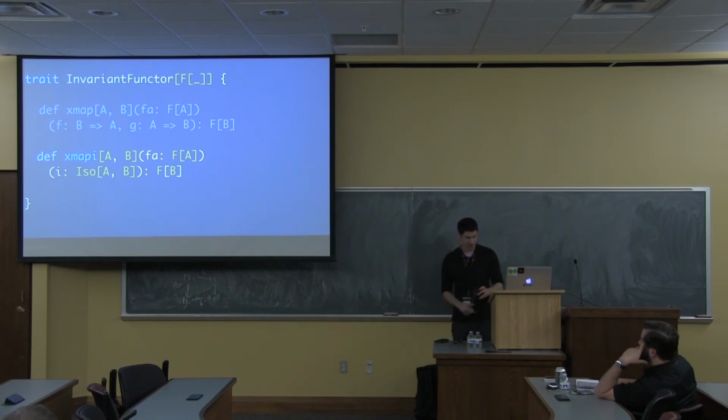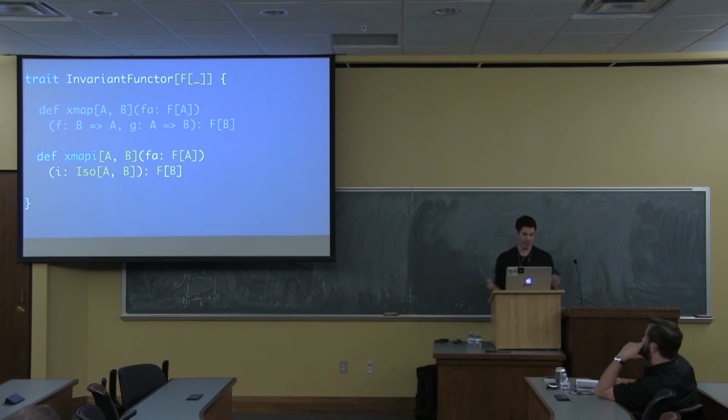Well, the people who wrote Scalaz were really smart, and they came up with the fact that xmap, which takes a function of B to A and A to B, you can just pass in an ISO. So that's useful.